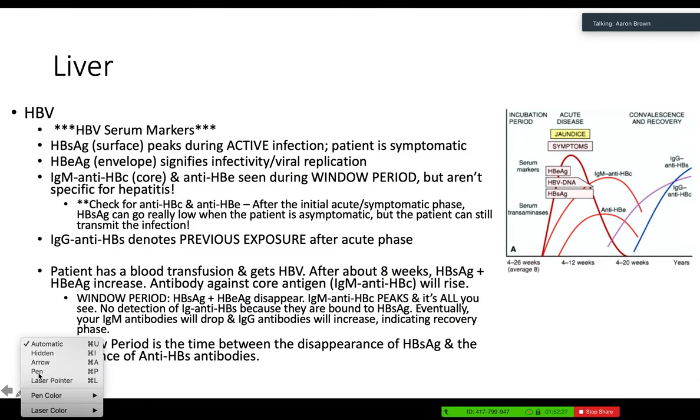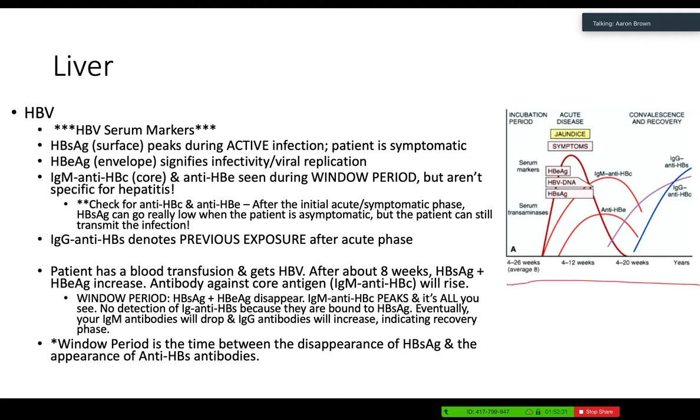Great. Okay, so let's talk about our hepatitis B serum markers. You know you're going to get questions on this. So we have about four different markers that we need to look for. And so let's talk about those different markers. So HBS antigen is a surface antigen. This marks the active infection.